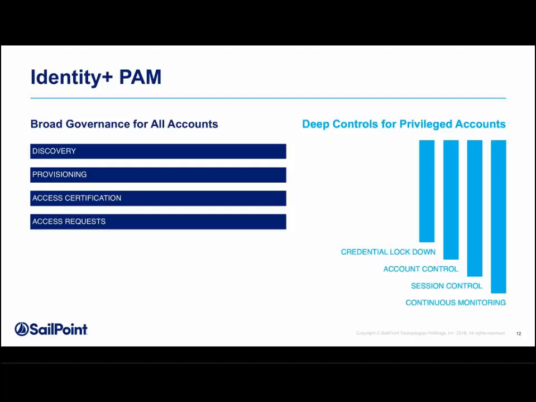In the case of PAM, you're getting deep controls for these privileged accounts. You're getting credential lockdown, credential rotation, credential vaulting, right? You're also getting account control and session control and continuous monitoring. So these are very different things, right?